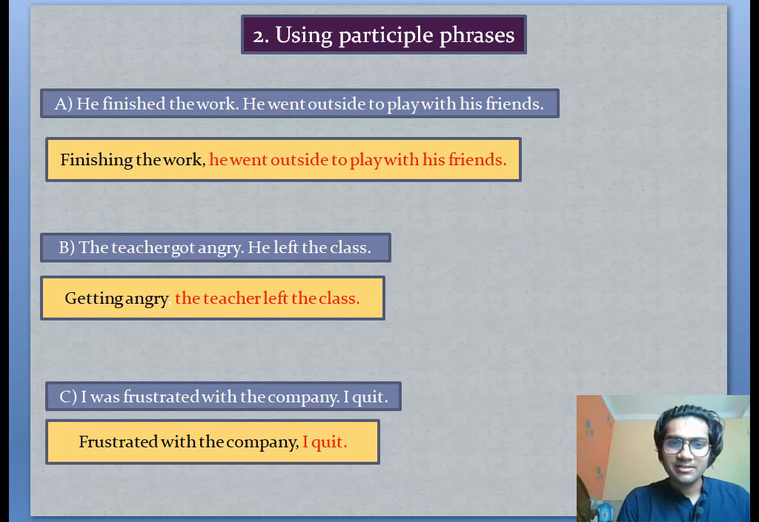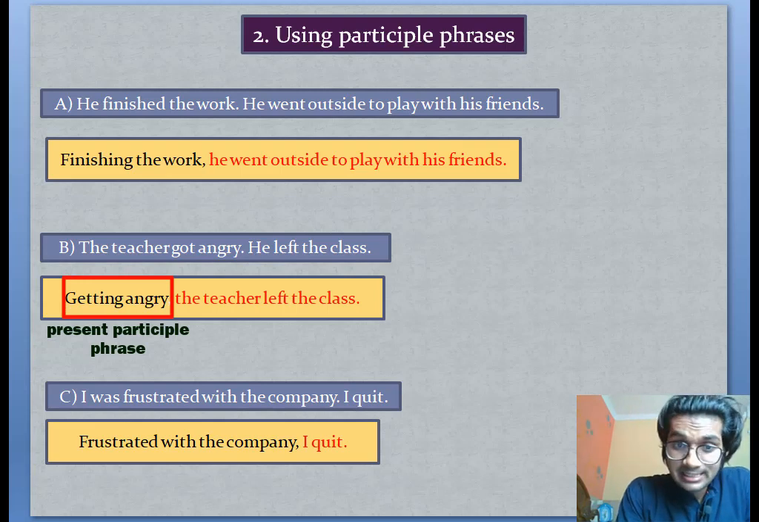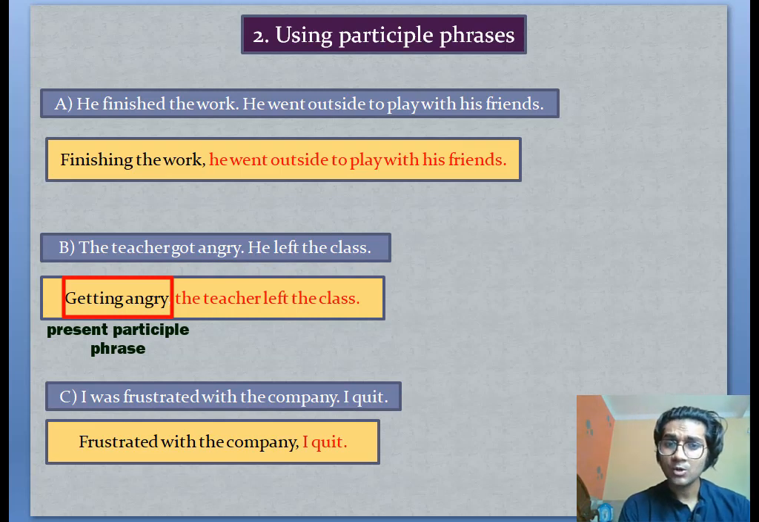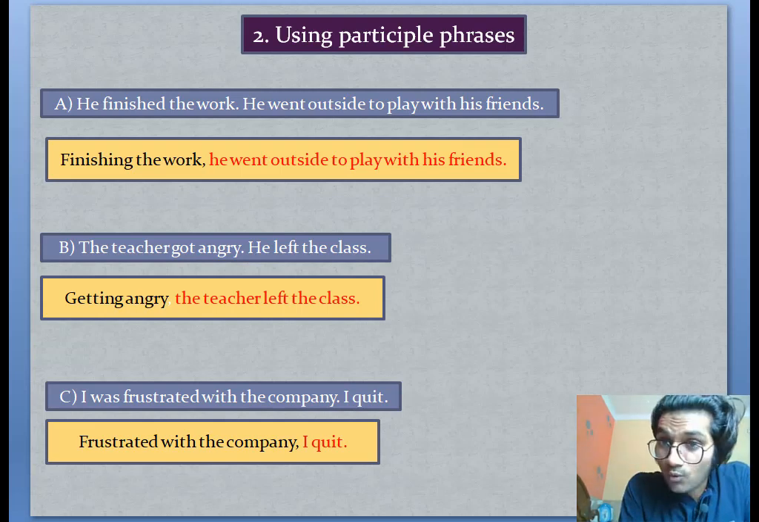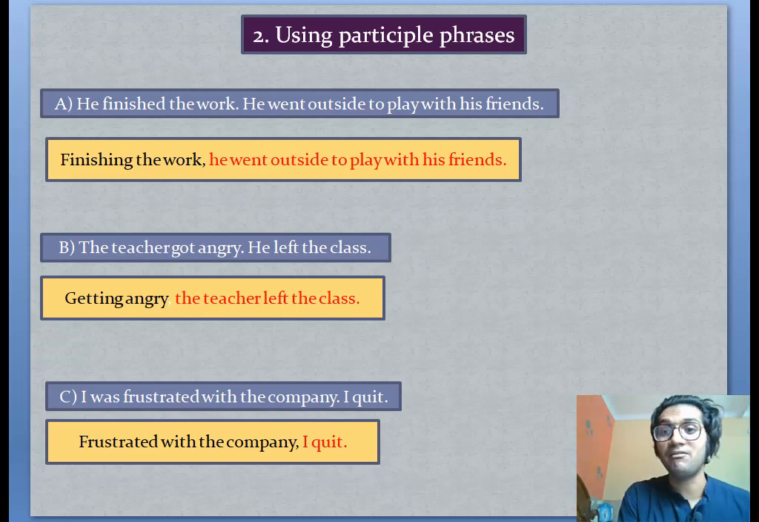Second example, the teacher got angry, he left the class. What happened first? The teacher got angry first. Getting angry, the teacher left the class. Getting angry, present participle phrase. The teacher, getting angry, left the class. Giving information about the subject of the sentence, the teacher. Now we have a simple sentence. That's not a compound or a complex sentence. It's a simple sentence. Getting angry is a participle phrase. And we know we can have phrases in a simple sentence, and that's exactly what we're having here. We have a participle phrase in a simple sentence. Change two sentences into one sentence.